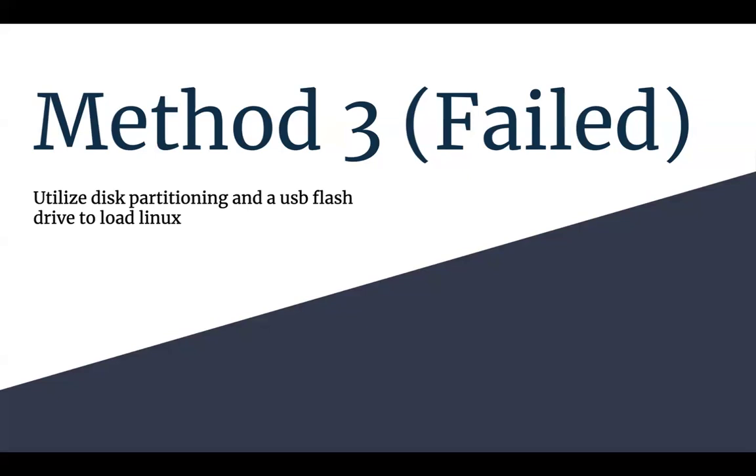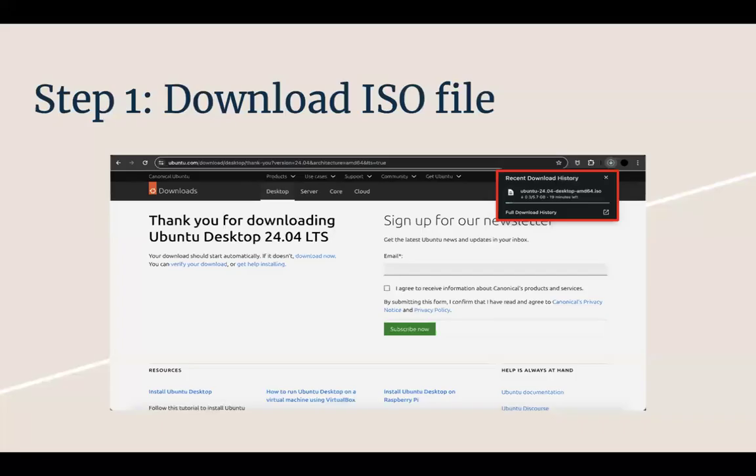So we did method 3, but it did not work for us, but we're still going to go over it anyways. You want to utilize disk partitioning and a USB drive to load Linux. And then you want to download the ISO file.